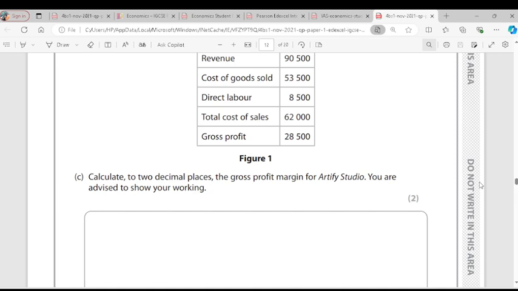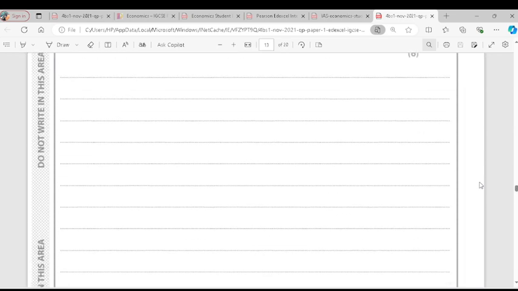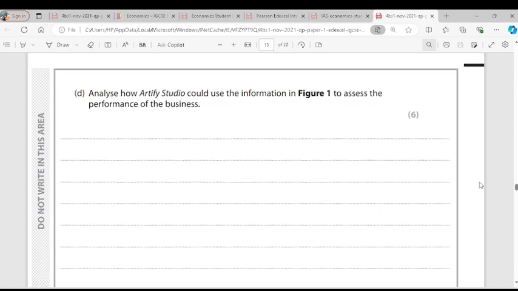Then we'll go to question D. They said, analyze how Artify Studio could use the information in figure 1. The information in figure 1 is the gross profit we get. So with gross profit margin, it allows Artify Studio to know if it's making enough cash to cover the cost. Because gross profit is your sales minus the cost of sales. So if the gross profit is increasing, your gross profit margin is increasing, it means the business is able to cover up its cost. That's the first point.